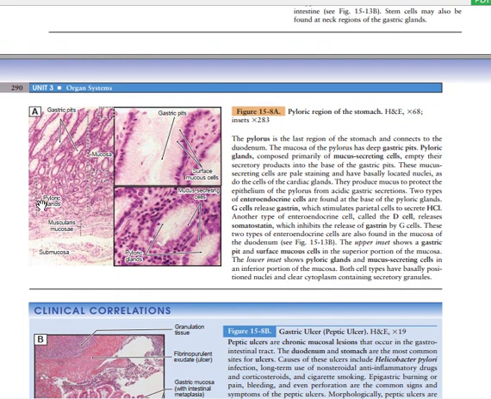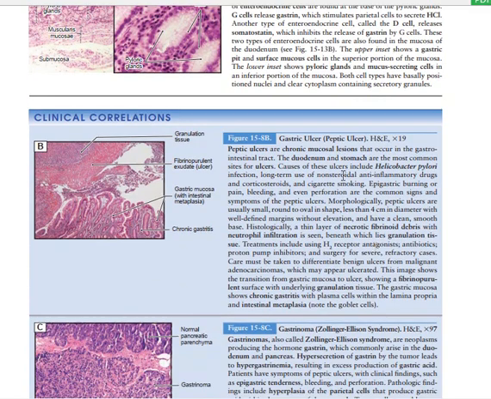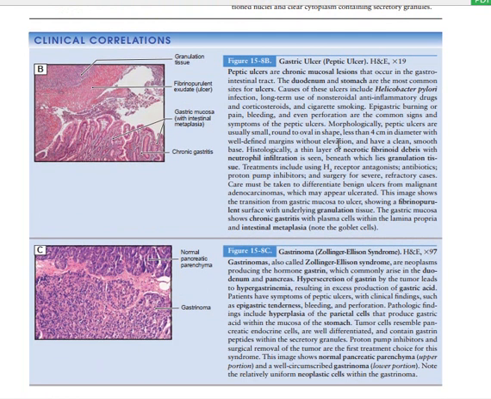So now we have the pyloric gland and all that. So these are the gastric pits, the surface mucosa, and all this and the cells inside, which are going to be involved with that. So now the clinical correlation. So what is the clinical correlation now of the gastric mucosa? The clinical correlation of gastric mucosa is going to be gastric ulcer or peptic ulcer.